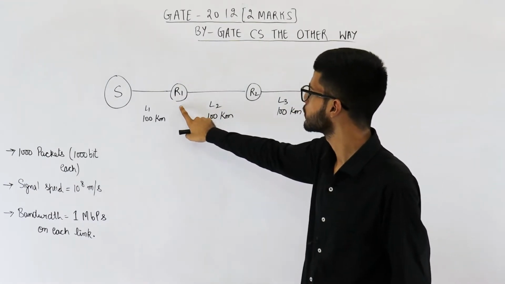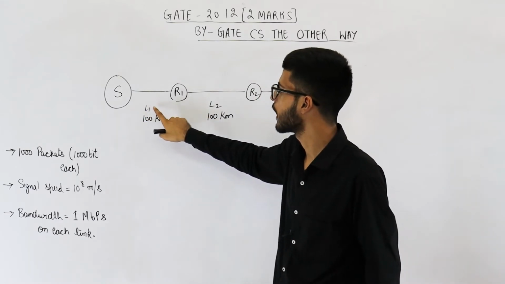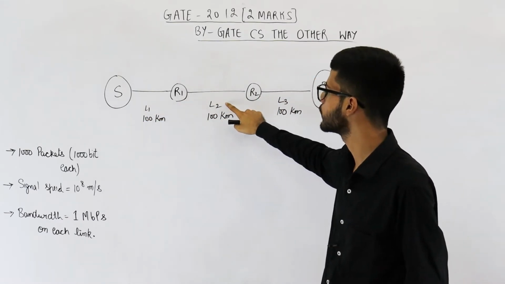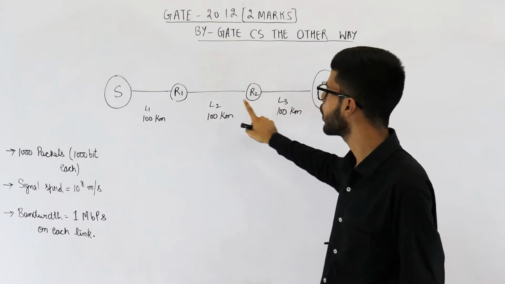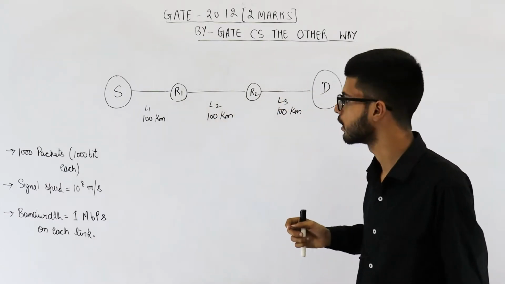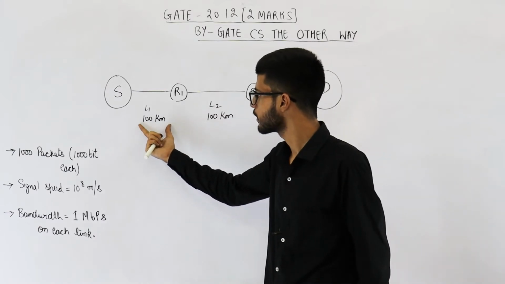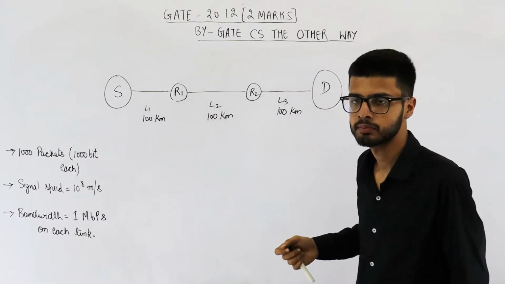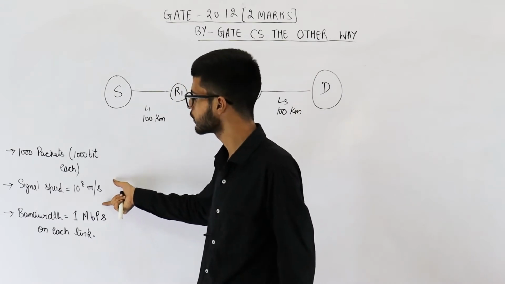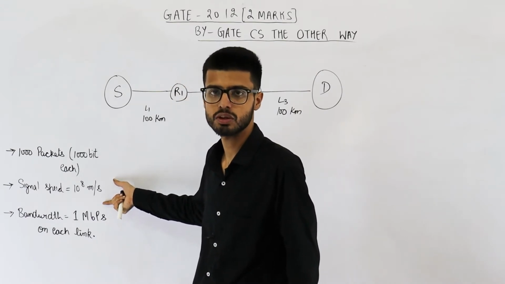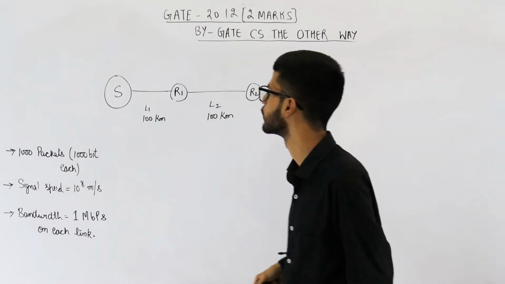Now, this router is connected to the source with the help of link L1. Similarly, here we have link L2, here we have link L3. The properties of these three links are very similar. That means each link is of 100 kilometers. The bandwidth on each link is 1 Mbps and the signal speed in each link is 10 raised to the power 8 meter per second.